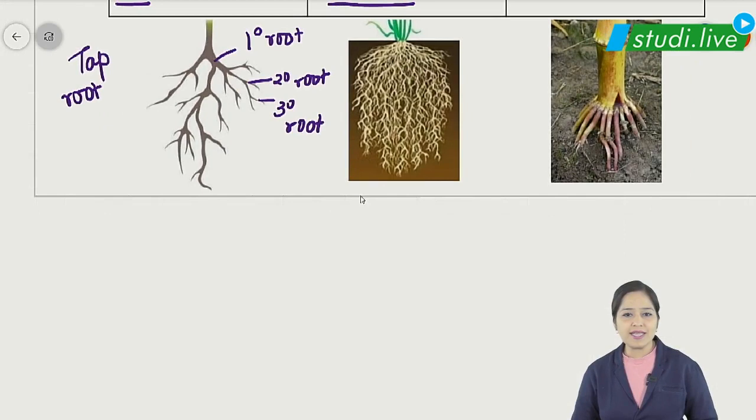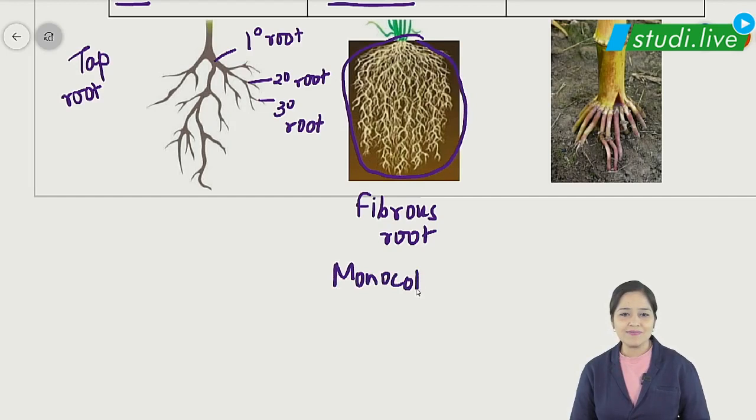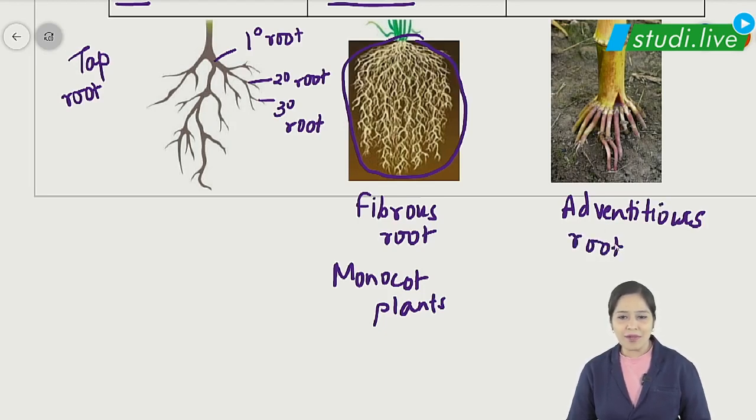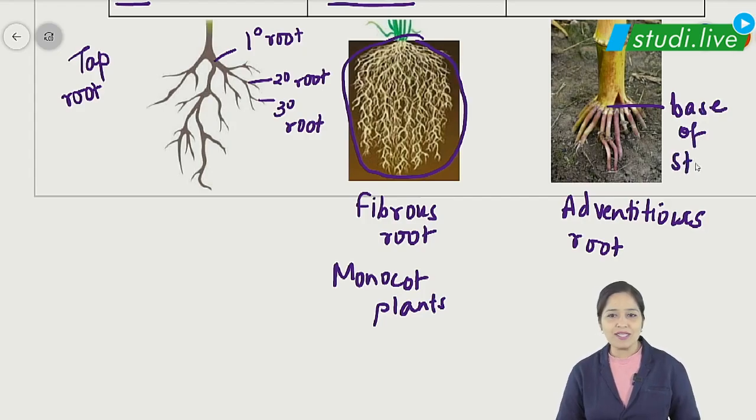Now here we have the second one, which is the fibrous root. This is known as fibrous root because here we have a tuft or a cluster of equal sized roots. These clusters of equal sized roots are seen in monocot plants. And this is the third example, the adventitious root system, because it is developing from any part other than the radicle. In this figure, we can see it is coming from the base of the stem.